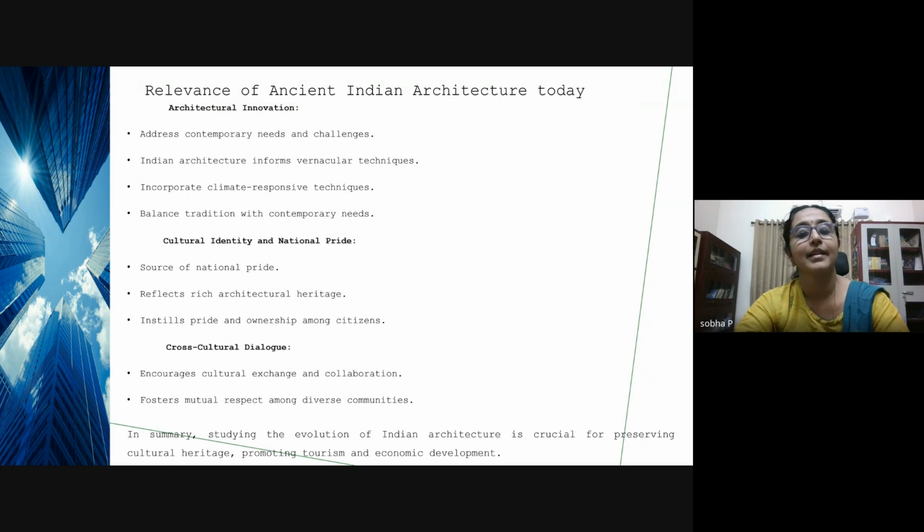Then the next one is a source of national pride, because we do have a rich architectural heritage that instills pride and ownership among citizens. The last one is cross-cultural dialogue: it encourages cultural exchange and collaboration, and communities develop a kind of mutual respect among diverse communities. So in summary, we can say that the evolution of architecture plays a crucial role in order to preserve cultural heritage and promote tourism as well as economic development.